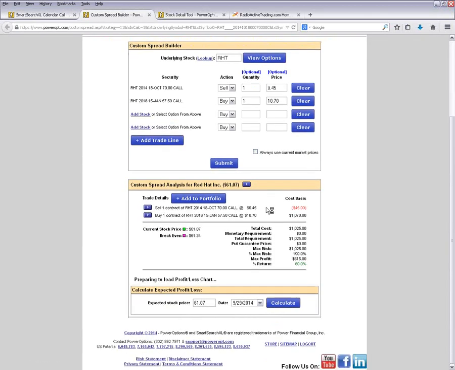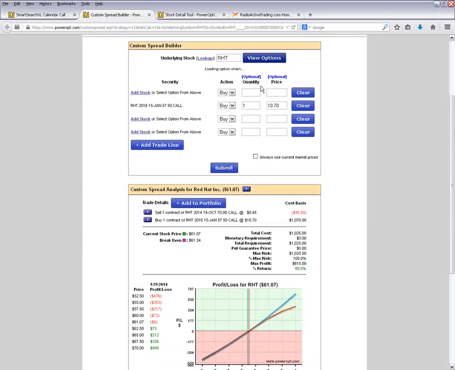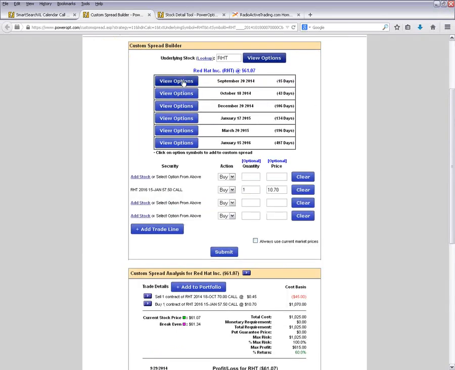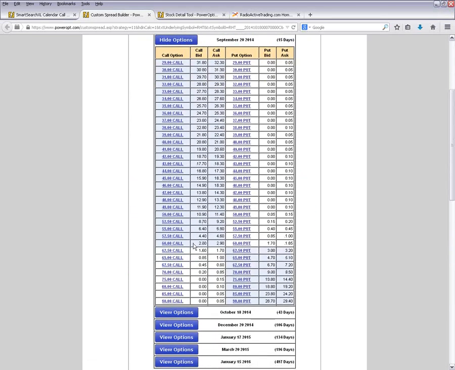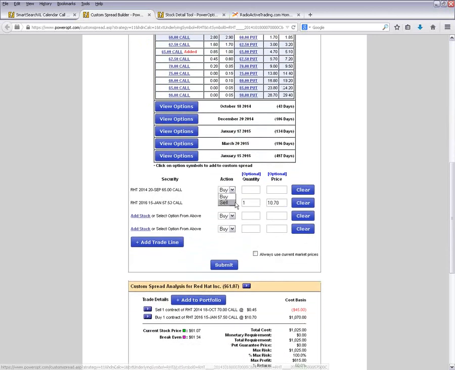I'm going to the profit and loss chart on Red Hat. Red Hat currently at 61.07. Don't like this one. That was way too far out of the money. I should have adjusted the criteria, but let's go back. I'm going to use September again, 20 days out. I'm going to use the 65 call. That's going to look a little bit better.